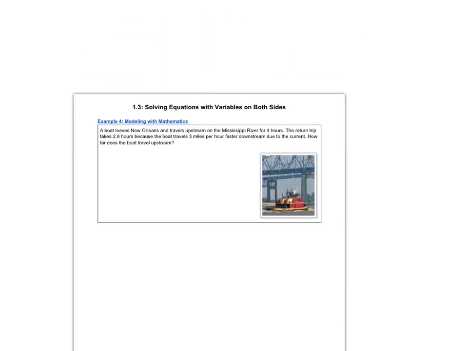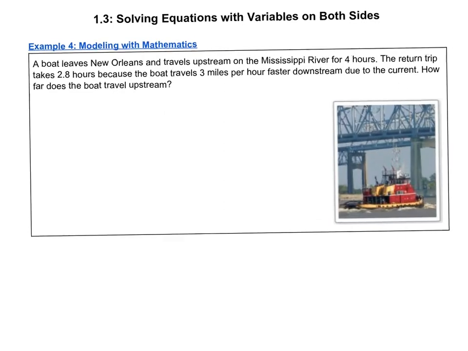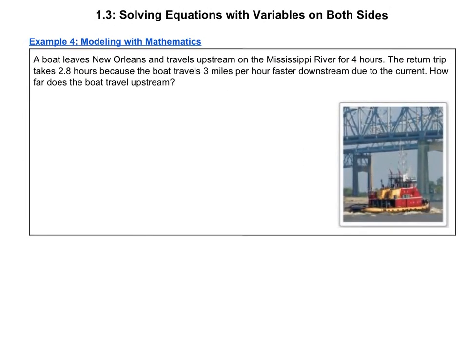So in this one, we're talking about a boat. The boat leaves New Orleans and travels upstream on the Mississippi River for 4 hours. Let's underline some things here as we go. I think 4 hours is going to be important. I also think it might be important to know that it's upstream. The return trip takes 2.8 hours because the boat travels 3 miles per hour faster downstream due to the current. I want to know, how far does the boat travel upstream?